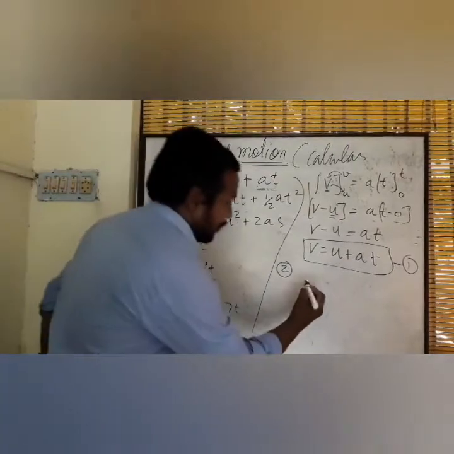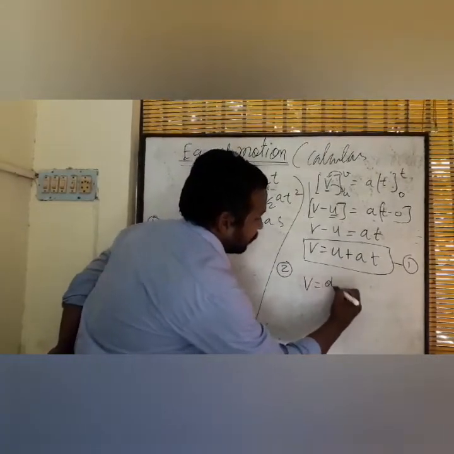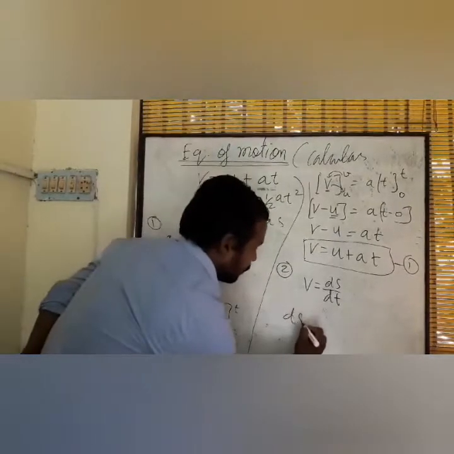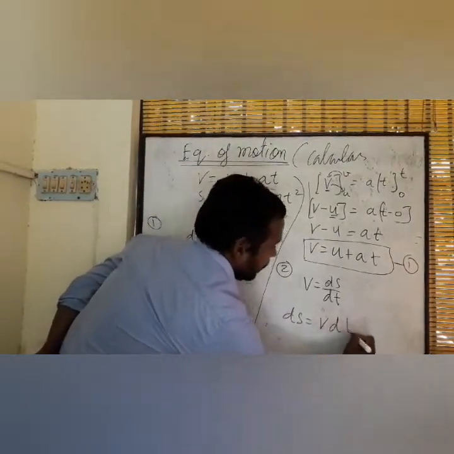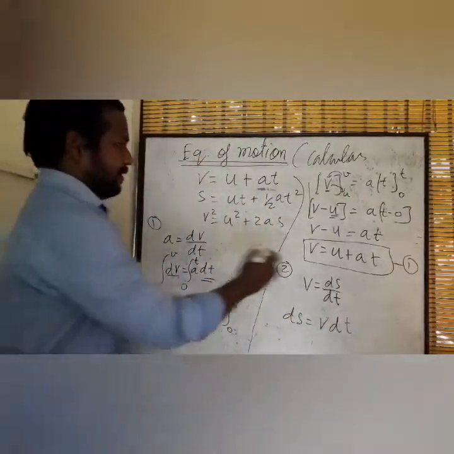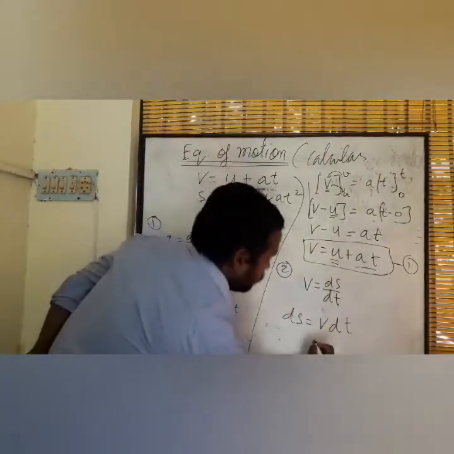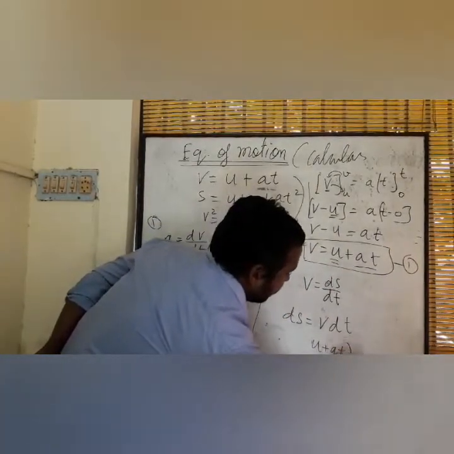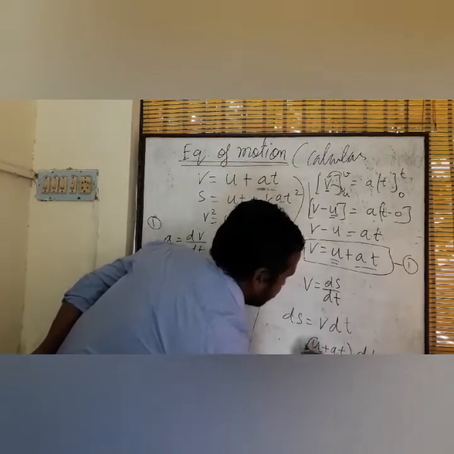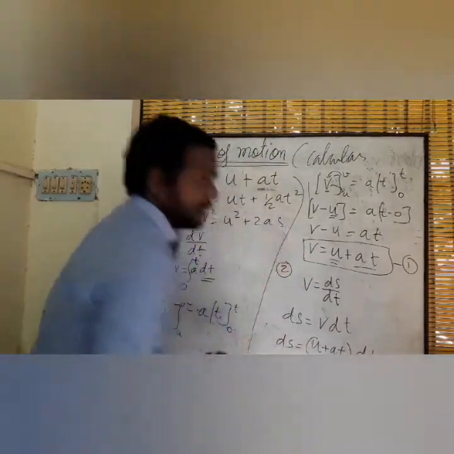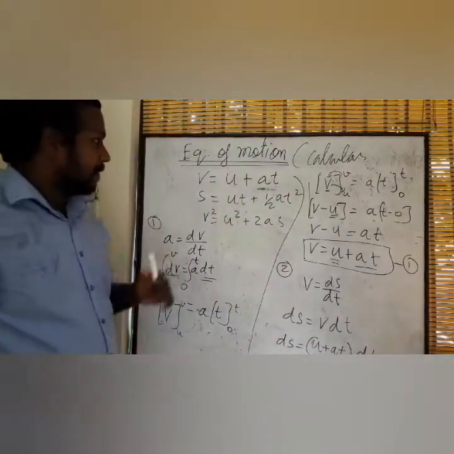For the second equation, I am going to take v is equal to ds by dt. So ds is equal to v dt. I know what v is: v is equal to u plus at. So ds is equal to u plus at, into dt.